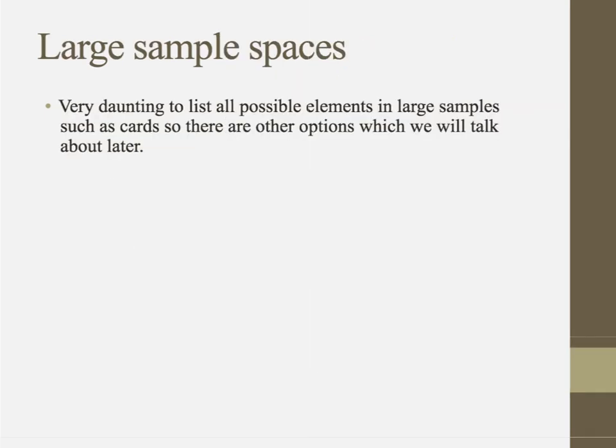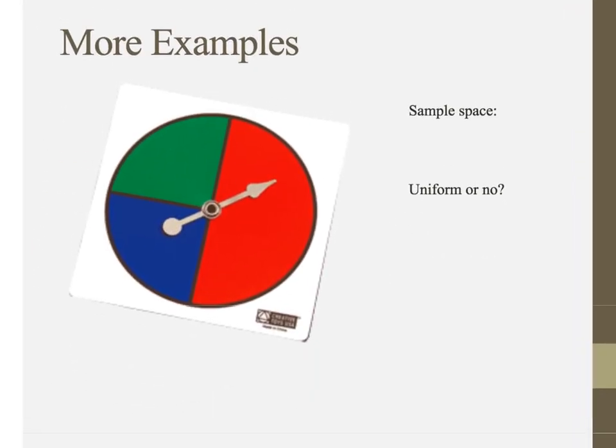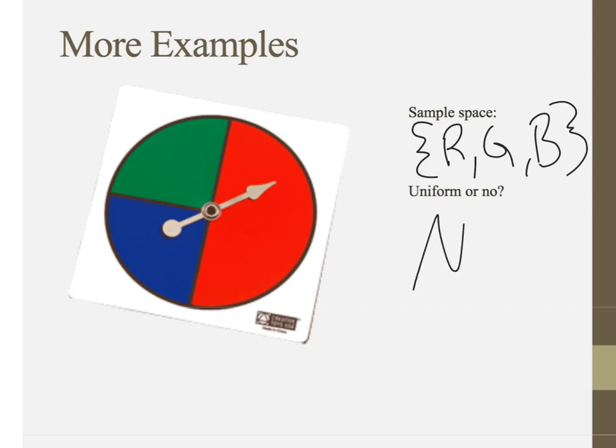So one thing we'll talk about later would be listing out large sample spaces, like listing out all your cards or deck or whatever it might be. Okay, so we'll talk about that later. For now, we're going to stick with some smaller ones. So another example would be, well, what's this sample space? My sample space would be red, green, and blue. Uniform? Nope. I'm going to put nope this time because that's fun. Half of that thing's red, and then it's blue and green. So, no, this one is not uniform.